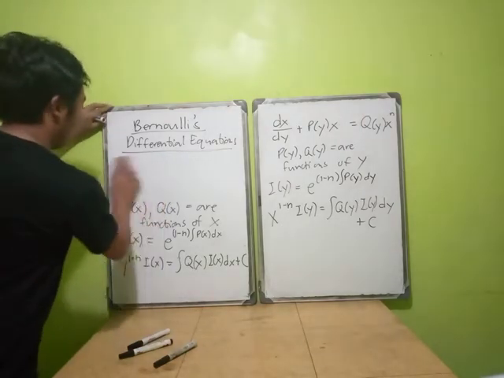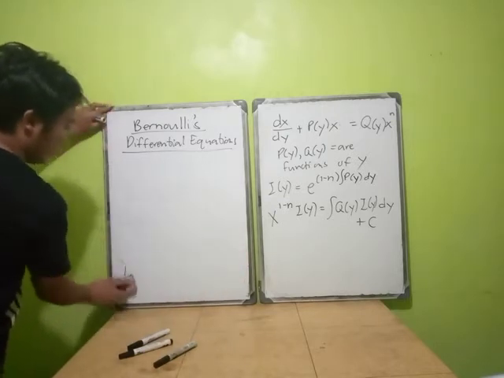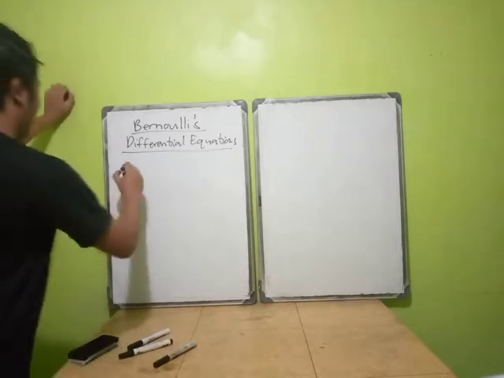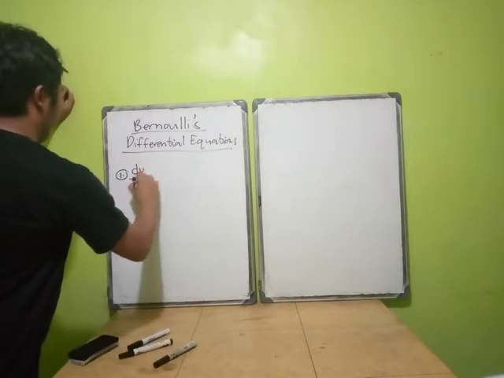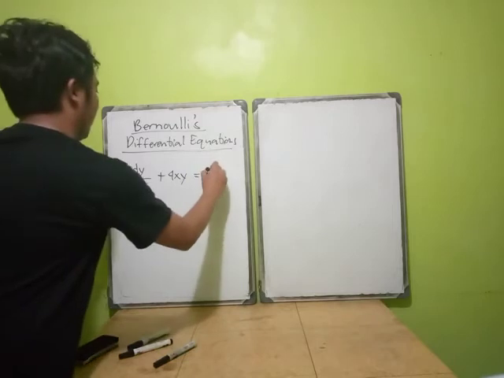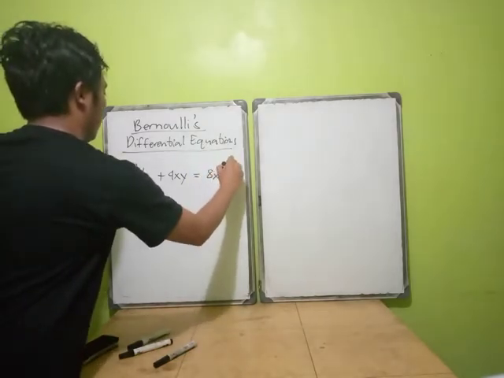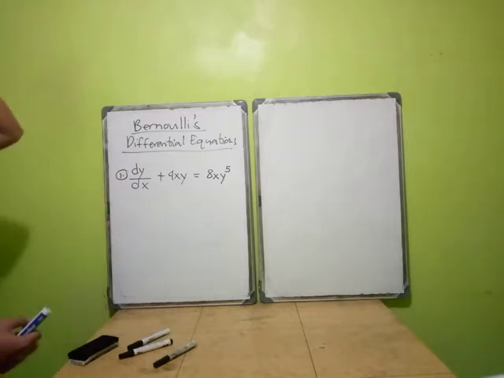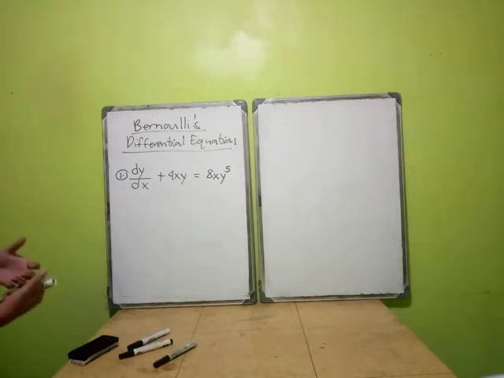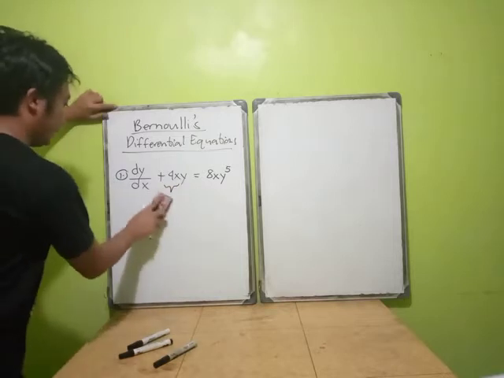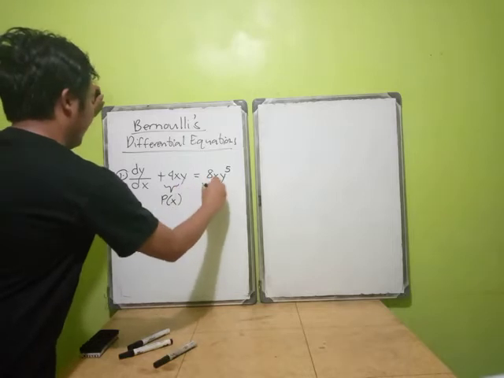Okay, so I will erase this one. So, let us consider this differential equation. Okay? Ito yung masyadong obvious. Here, ma-identify na natin directly saan si P of X and saan si Q of X. So, ito si P of X, ito si 4x. At ito naman, si Q of X.